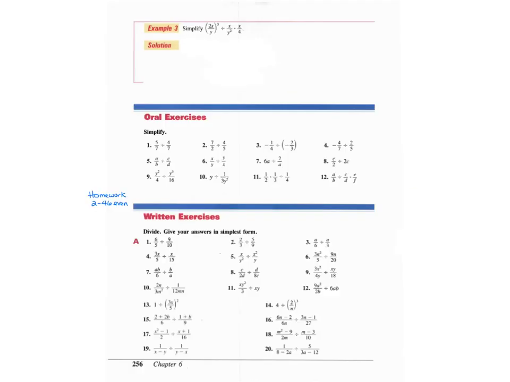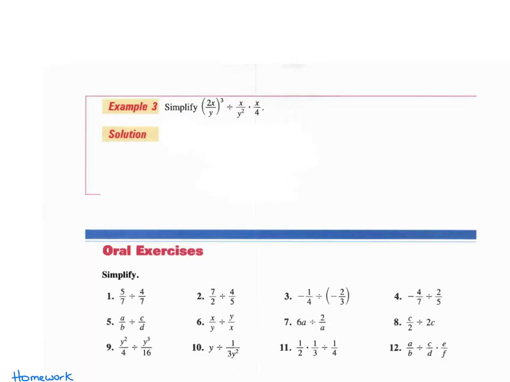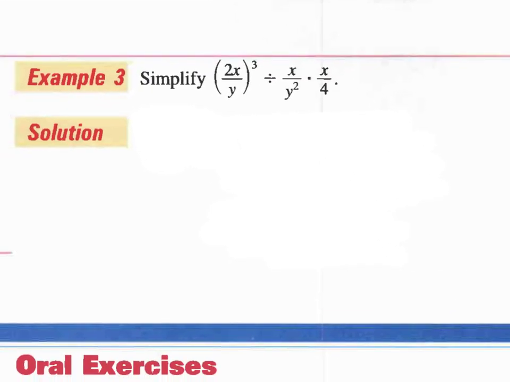Let's try an example on the back page. This one has 3 fractions. So I need to follow order of operations. So the only 2 that are being divided are these 2. So this fraction is going to get flipped. Because this is a multiplication sign, I don't flip that last fraction. So when you have multiplication and division left in your problem, you work left to right.